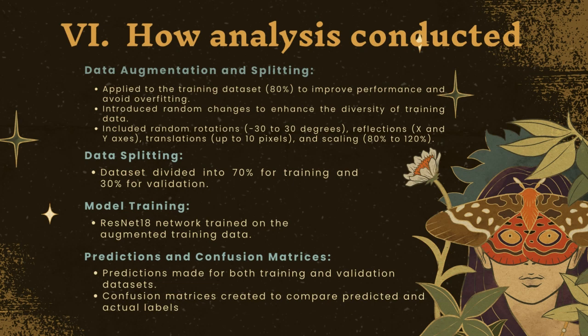120%. Third, for data splitting, the dataset was divided into 70% for training and 80% for validation. Fourth, for model training, we train the ResNet 18 network on the augmented training data to leverage its deep learning capabilities. Fifth, for prediction and evaluation, predictions were made for both training and validation datasets. We create confusion matrices to compare predicted and actual labels, providing a clear picture of our model performance.